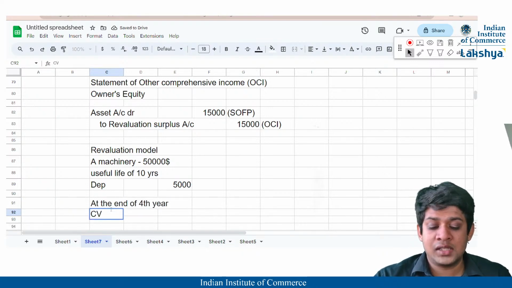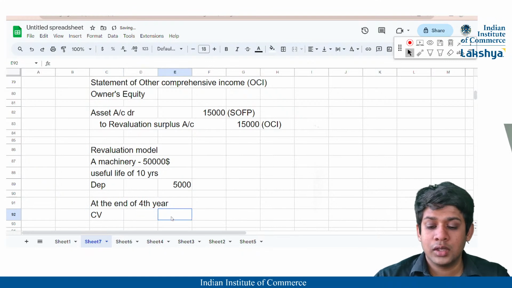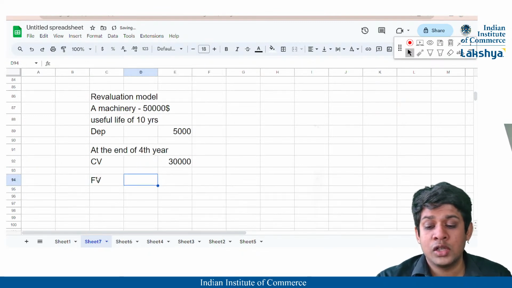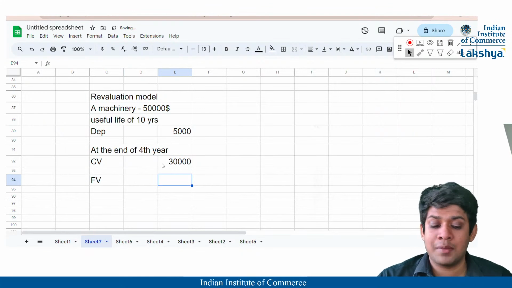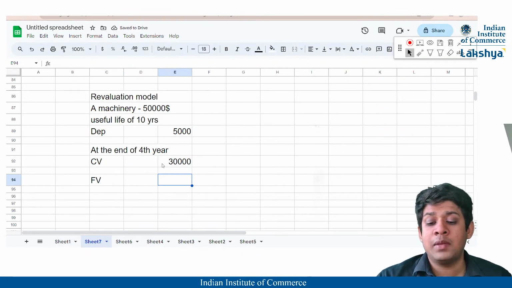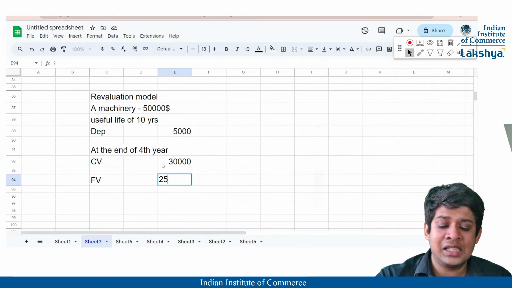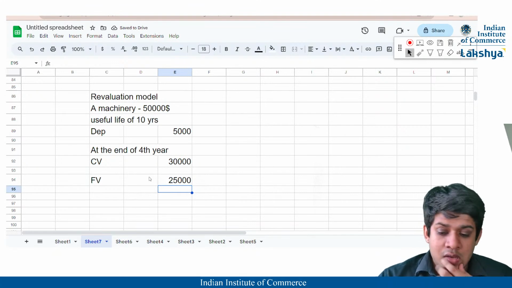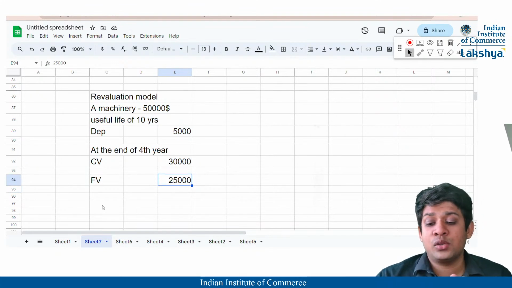At the end of the fourth year, the carrying value of my asset is 30,000 as we calculated previously. Maybe on this date, I go and check in the market what the market value of my asset is. So the fair value that I've identified out in the market for the same asset is not 30,000, but instead 25,000, right? Ignore the previous example. This is a new example. So the asset fair value is 25,000.